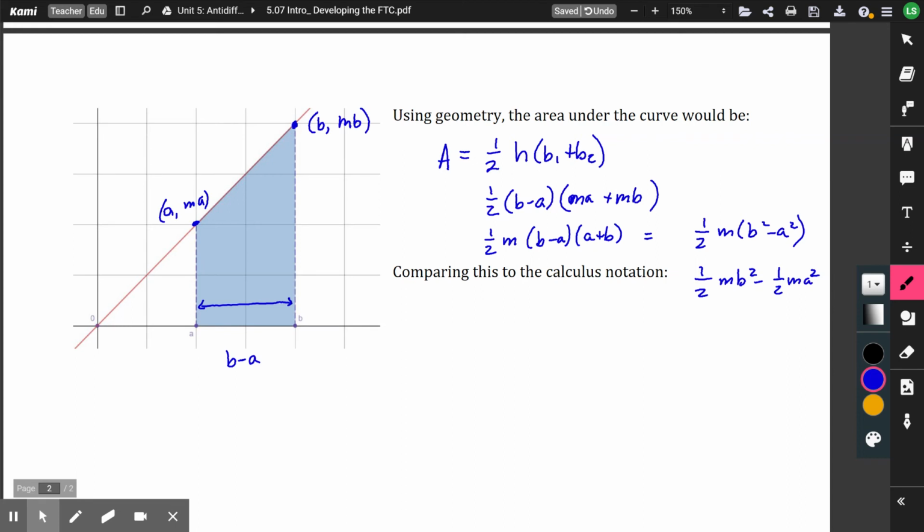If you consider this last expression right here and what it means about triangles, the 1/2 m b squared would be the larger triangle represented in this situation. And then the 1/2 m times a squared is the smaller of the two triangles. What we're doing is taking the larger triangle area and subtracting out that empty triangle space of the smaller one.